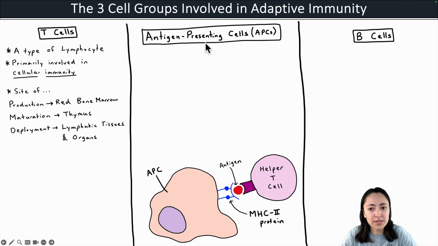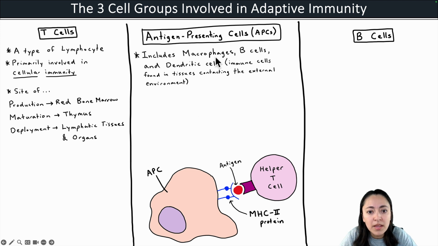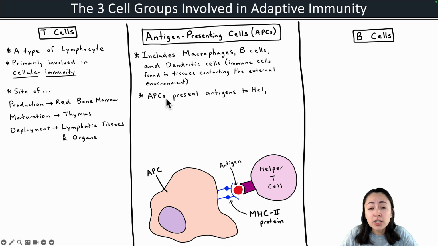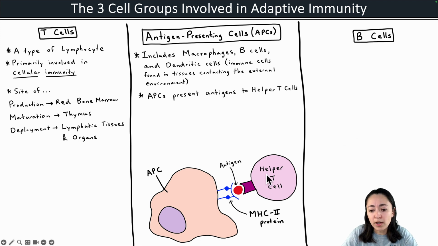Next, we have antigen-presenting cells. Antigen-presenting cells include macrophages, B cells, and dendritic cells. Dendritic cells are immune cells found in tissues contacting the external environment, like our skin as well as our mucous membranes. Antigen-presenting cells present antigens to helper T cells. So that is their job. They're called antigen-presenting cells because they present antigens, and specifically, they're presenting antigens to helper T cells, as you see pictured down here.